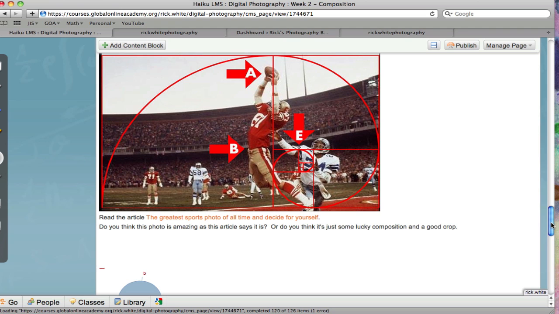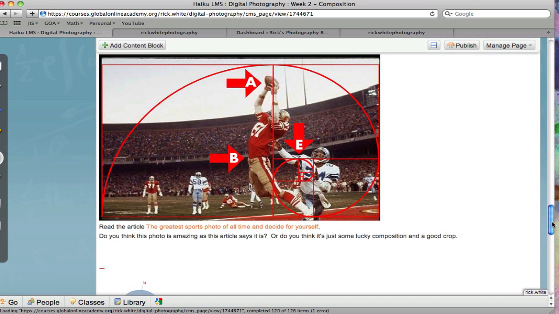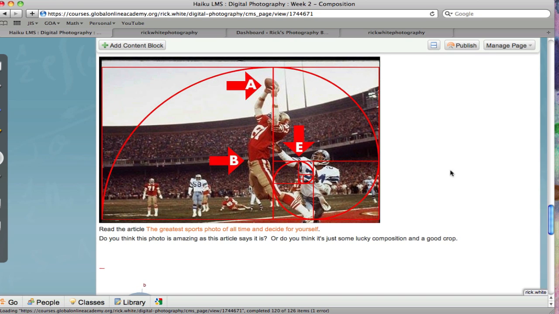So I just want you to answer the question. Maybe it's not the greatest, but is it as great as they say it is? Or is it just a really good crop job? I mean, really the only thing that's making this happen is this arm is up. But granted, this is actually quite an amazing photo. So what's your opinion? Just curious.